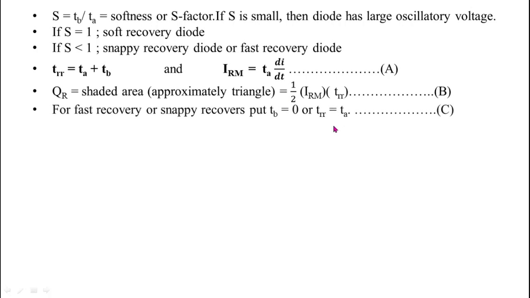You must know that for a fast recovery diode, as I told you, this TB is nearly equal to 0 because it is very small, and TA is much greater than TB. That's why we are getting S less than 1. So for snappy recovery or fast recovery, we can write TB nearly equal to 0, and putting TB nearly equal to 0, we get TRR equal to TA. Now using these three equations, that is A, B and C, we can write QR is equal to half di by dt TRR square. This formula has been directly asked in ES 2004.